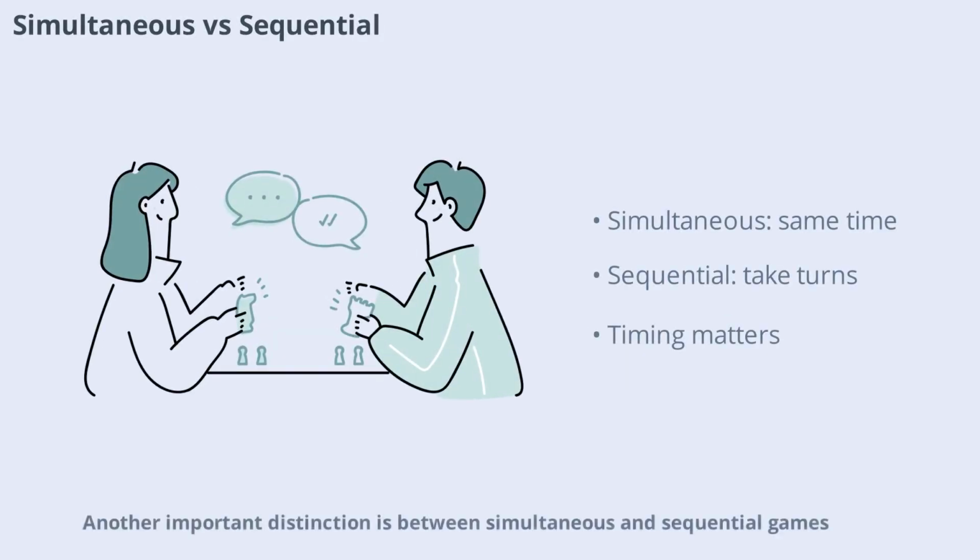Another important distinction is between simultaneous and sequential games. In simultaneous games, players make decisions at the same time without knowing what others have chosen. In sequential games, players move in turns and later players can see earlier moves before deciding. Chess is a classic sequential game, while rock, paper, scissors is simultaneous. The timing of decisions can dramatically change the strategies and outcomes.